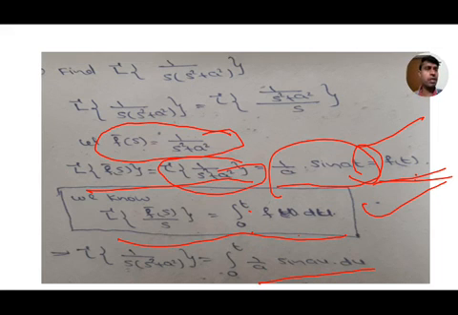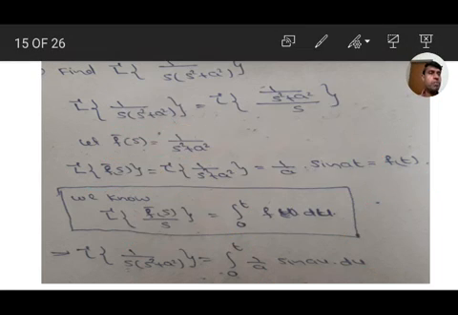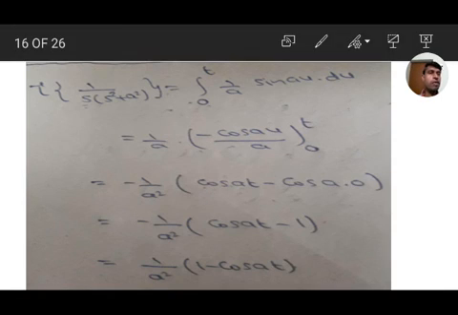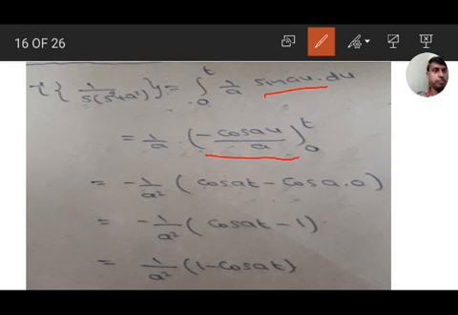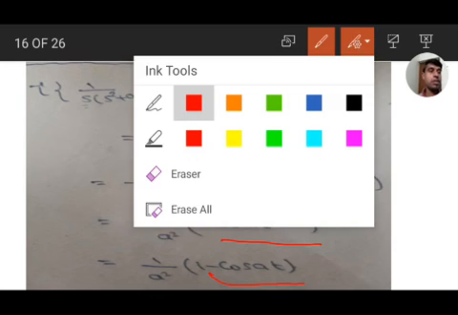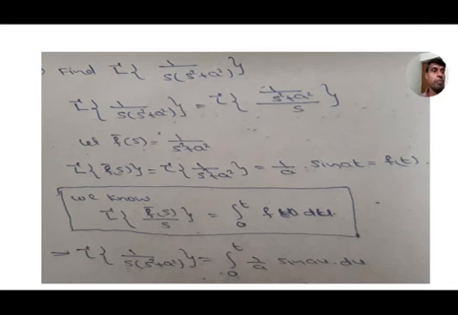Integration and substituting the limits: 1 by a is outside, and the integration of sin au is minus cos au by a, from 0 to t. The upper limit gives cos at, and the lower limit gives cos a into 0, which is cos 0, whose value is 1. Therefore 1 by a square multiplied with minus, we get 1 by a square into 1 minus cos at. Go through the problem. We will move to the next problem.